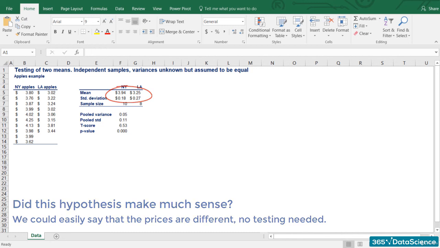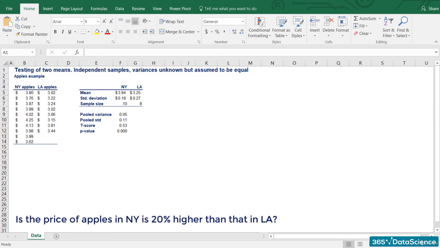A much more interesting question would be if the price of apples in New York is 20% higher than that in LA. I will leave you this exercise for homework.